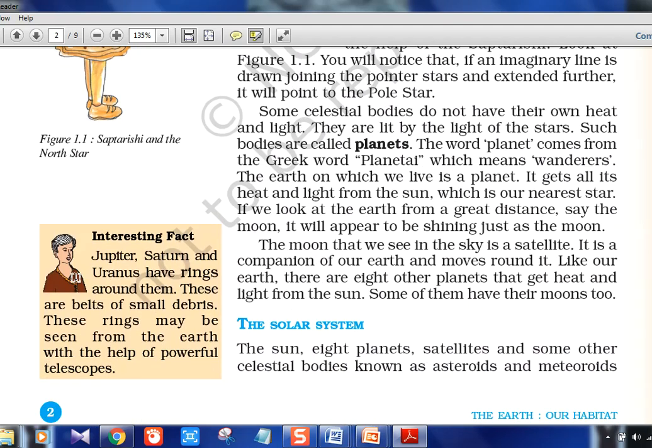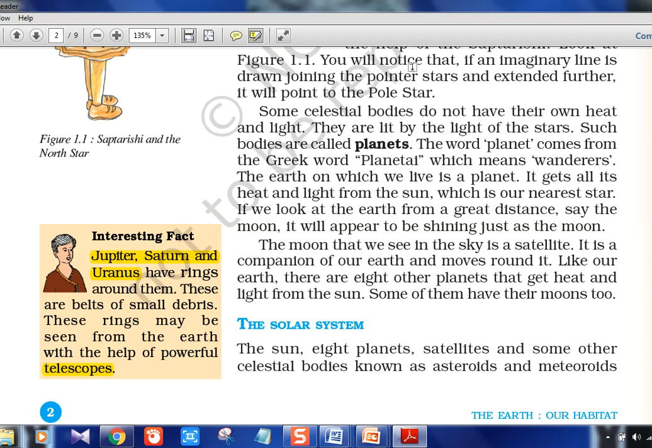Here on the left side, these kinds of boxes are important. Jupiter, Saturn and Uranus have rings around them. In pictures we only see that Saturn has rings, but you should know there are 3 planets, Jupiter, Saturn and Uranus, all 3 have rings around them. They are actually belts of small debris, that is small particle matter surrounding the planet, so that it appears like a ring. These rings may be seen from the Earth with the help of powerful telescopes.